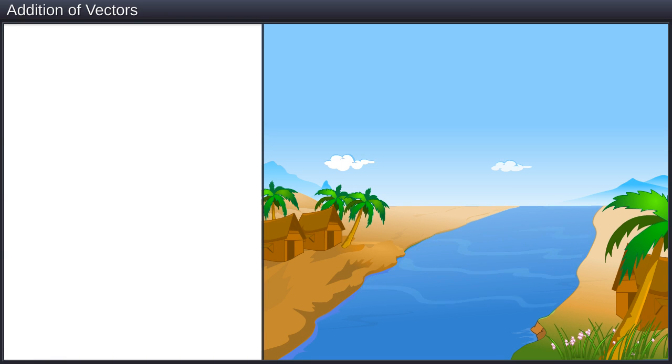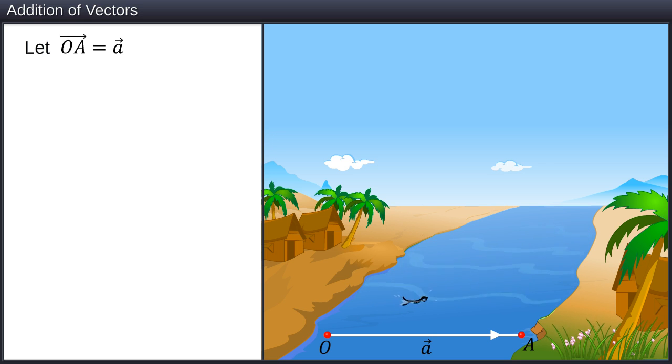Consider a man at point O on the left bank of a river. The man starts swimming towards point A on the right bank of the river in a direction perpendicular to the flow of the river, with the velocity represented by vector A. The man is also acted upon by the velocity of the water flowing in the river. Under the influence of the two velocities, the man actually moves at an angle to line OA and reaches the right bank at point C. Let vector AC be equal to vector B.